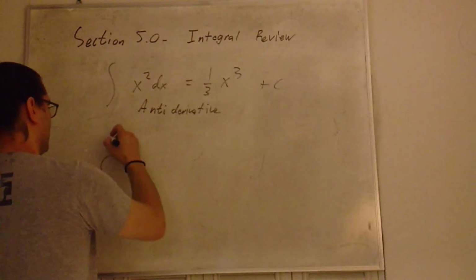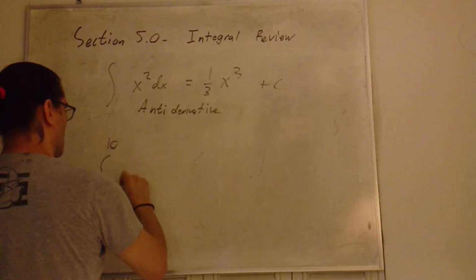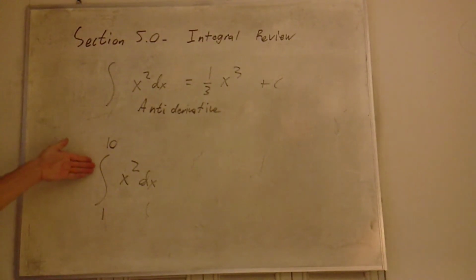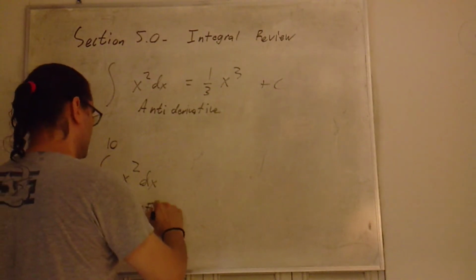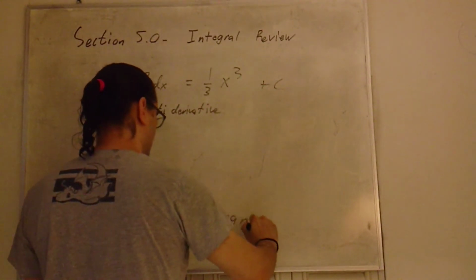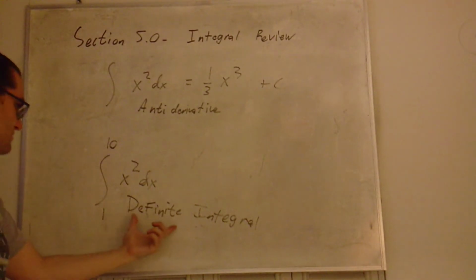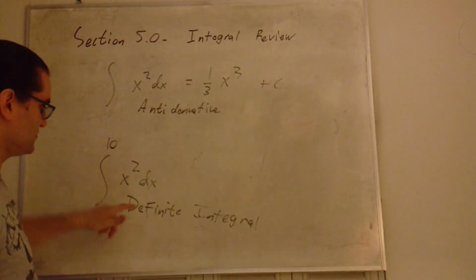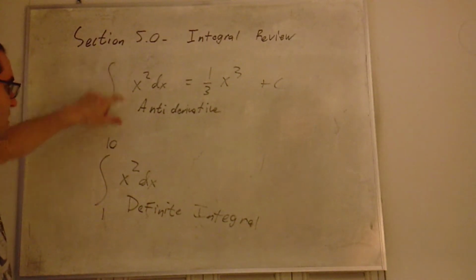This symbol with numbers on the top and bottom, this means definite integral. Sometimes the other is called an indefinite integral. Definite means being like a defined region. So definite comes from defined. This is on a defined region. This is undefined, so it is an indefinite integral.